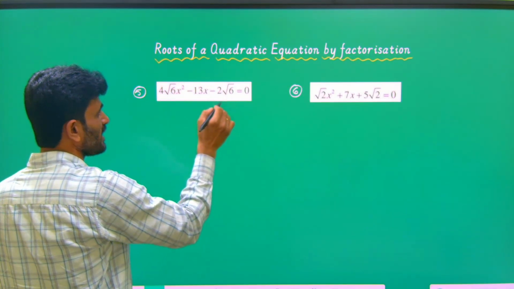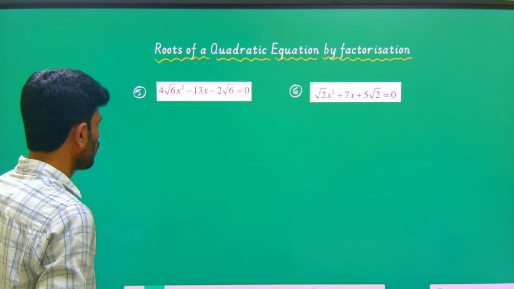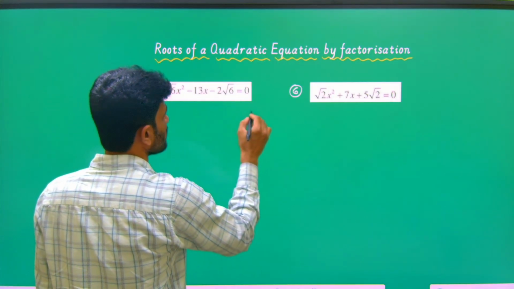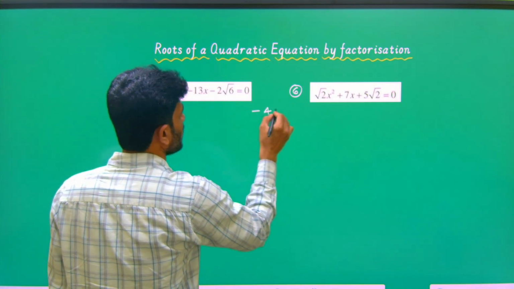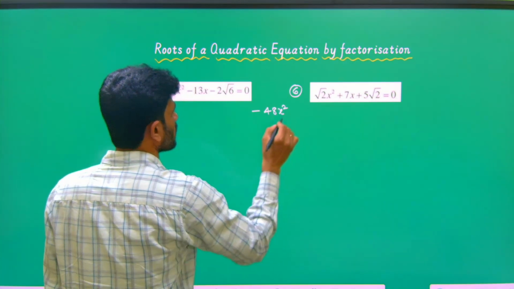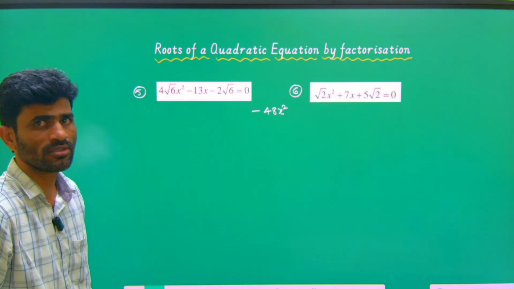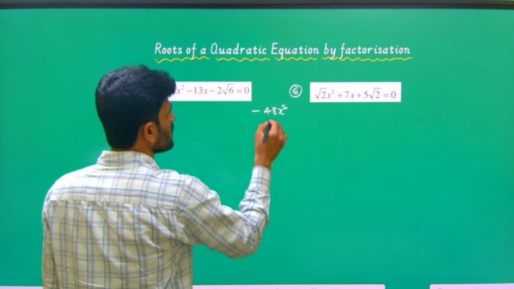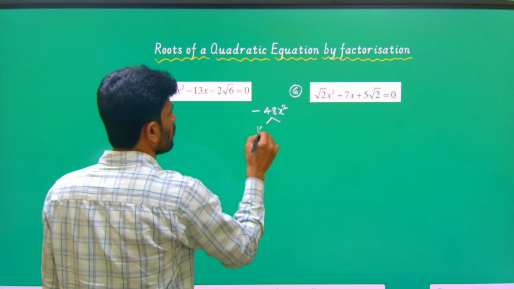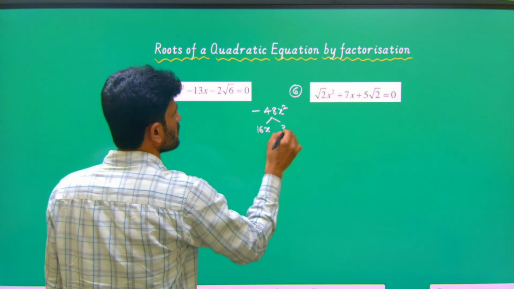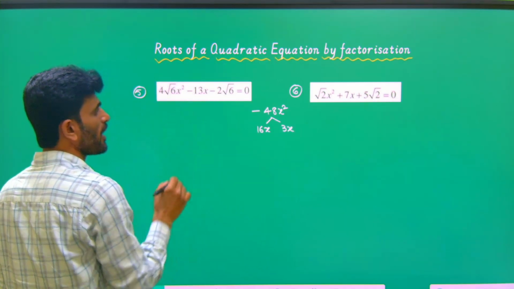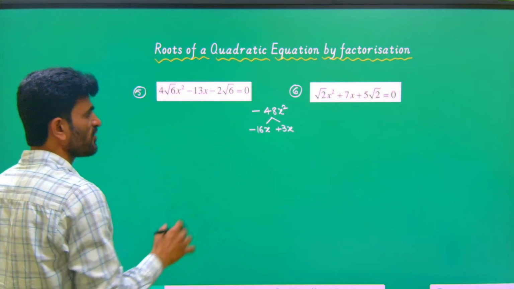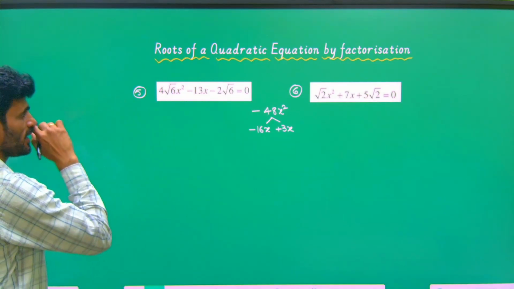So 4 into minus 2 is minus 8, and minus 8 into 6 is minus 48. x square is the product. Now we have to find the factors of 48 such that we get minus 13. We know 16 threes are 48, so 16x and 3x. Because we want minus 13x, it is minus 16x plus 3x. These are the factors. Now we have to split it.